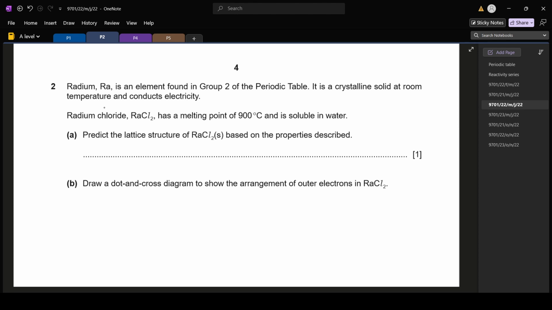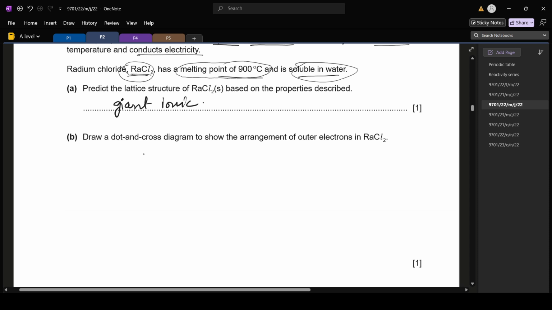Moving towards question number 2. Radium is an element found in group 2 of the periodic table. It is a crystalline solid at room temperature and conducts electricity. Radium chloride has a high melting point and is soluble in water. Predict the lattice structure of radium chloride based on these properties. So it has a very high melting point, so it must be a giant structure, and soluble in water, which means it has ionic bonding, because covalent compounds are usually insoluble in water. So this is a giant ionic structure.